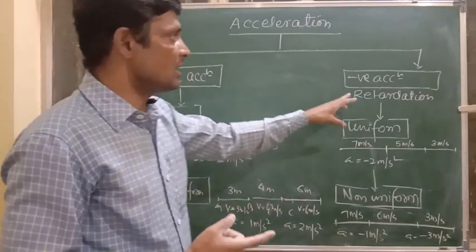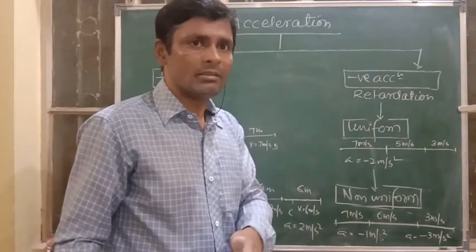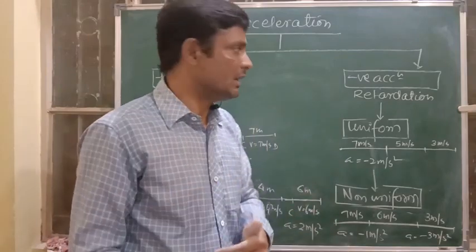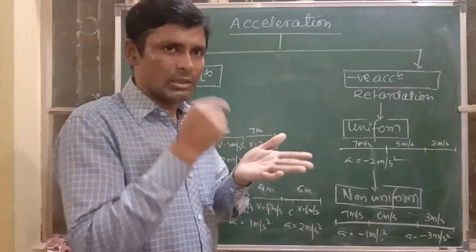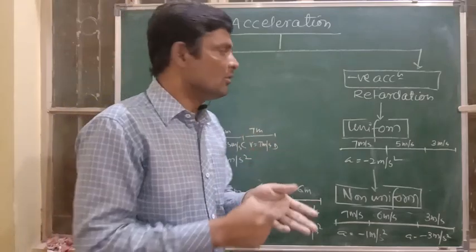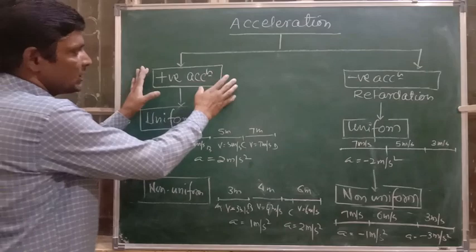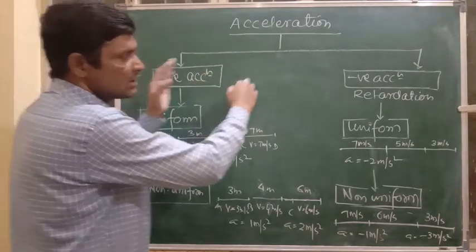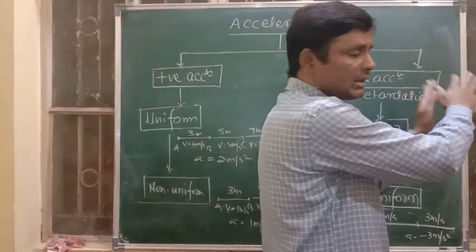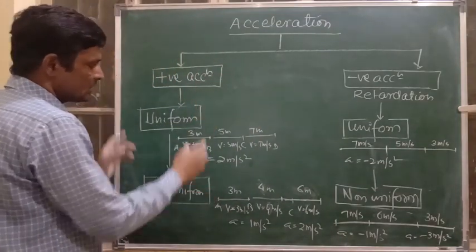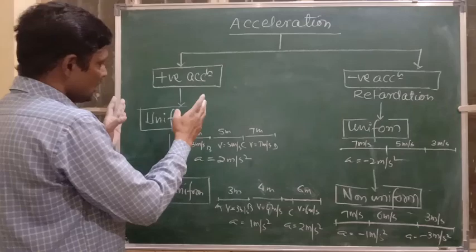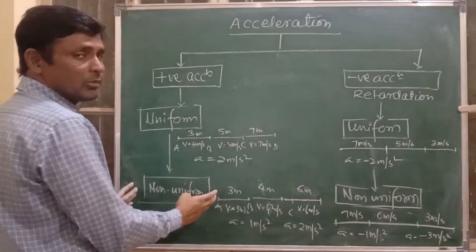When we say retardation, it already comes with a negative sign, but when we say negative acceleration, there should be a negative sign in the value. So positive acceleration, velocity increases; negative acceleration, velocity decreases. And positive acceleration again has been categorized in 2 different ways: uniform and non-uniform positive acceleration.